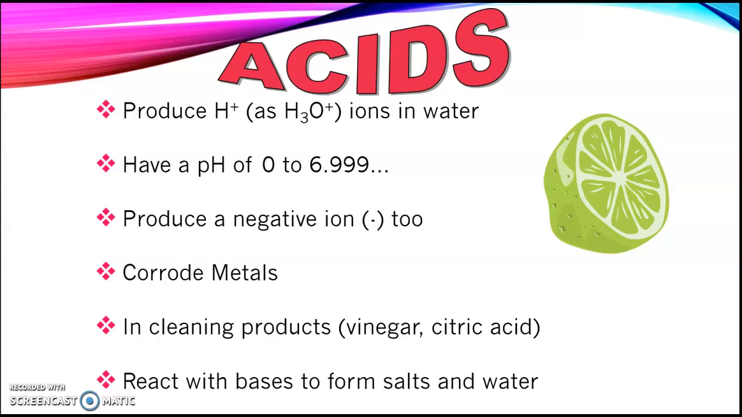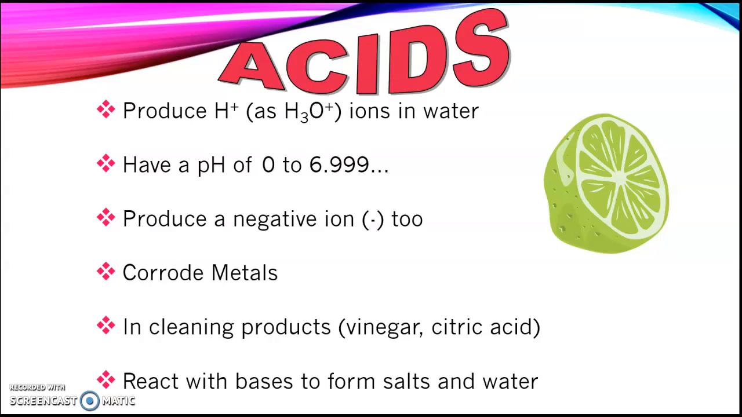Acids have the ability to produce H+ ions, hydrogen ions, when in an aqueous solution. We remember that word from last week: a solution where the solvent is water. Acids have a pH between 0 and 6.99999, etc., where 7 is a neutral pH, like water. We will learn more about that in a minute.